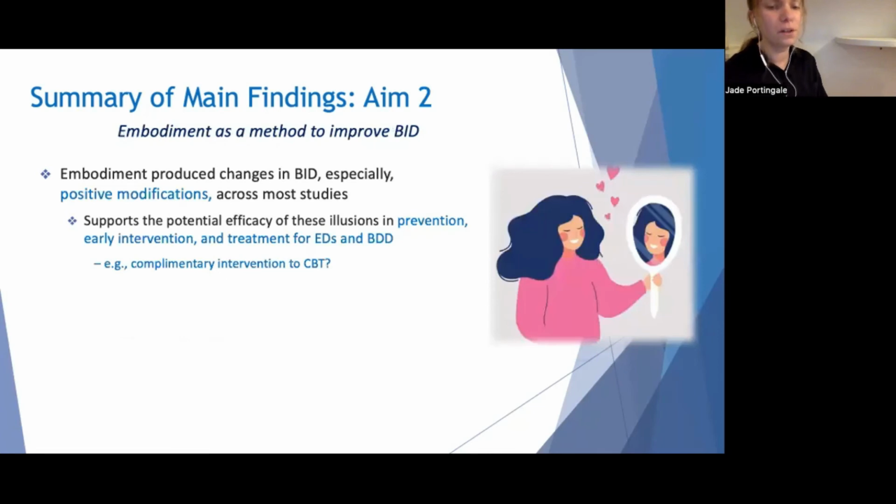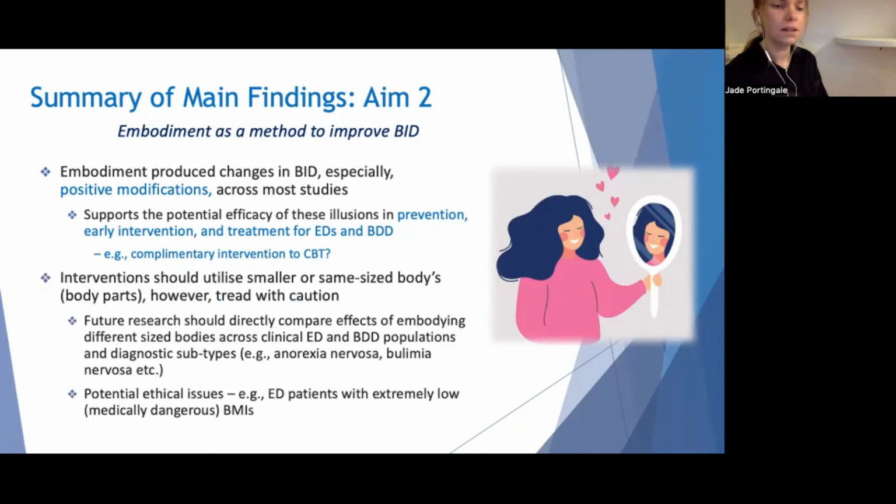Regarding AIM2, overall, embodiment produced changes in nearly all of the studies, with the majority of these observing positive modifications. So this really does support the potential efficacy of these illusions in the treatment of eating disorders and body dysmorphic disorder, as well as in prevention and early intervention strategies targeted towards those who are at risk. For instance, if these illusions are shown to be effective, they might even act as a complementary intervention to current best practice treatments such as CBT. Our findings also suggest that intervention should utilize smaller or same-sized bodies or body parts.